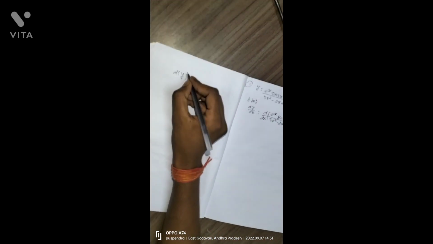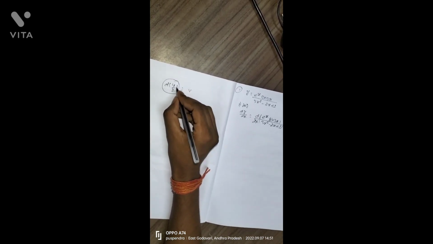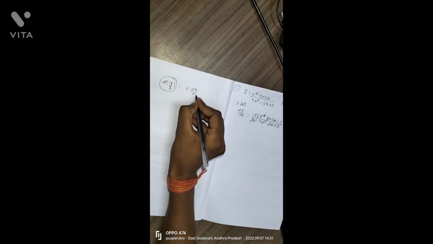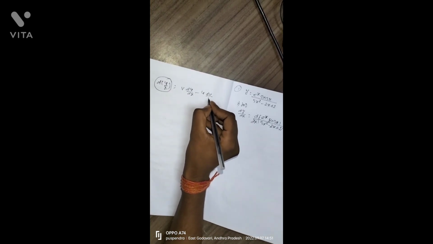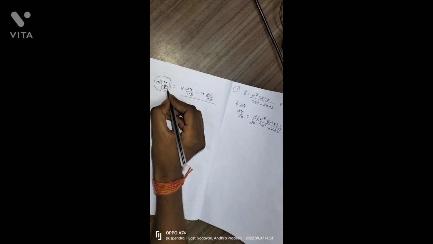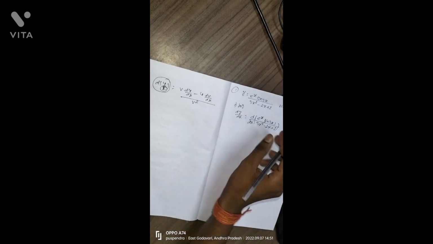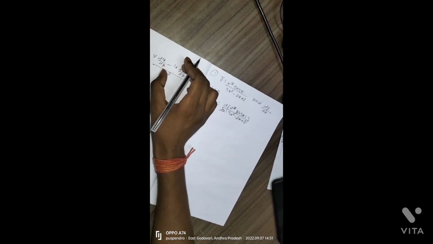Now what is the formula of d(u by v)? The formula is v du by dx minus u dv by dx upon what is in the down, v square. Here is this term, that will be squared. Now let's see, we'll use this formula here.